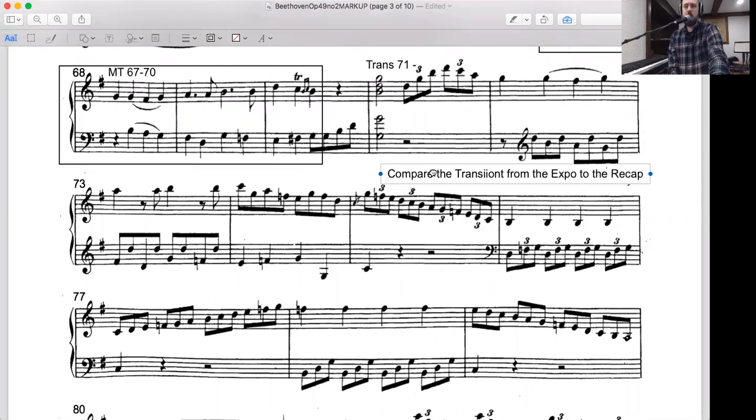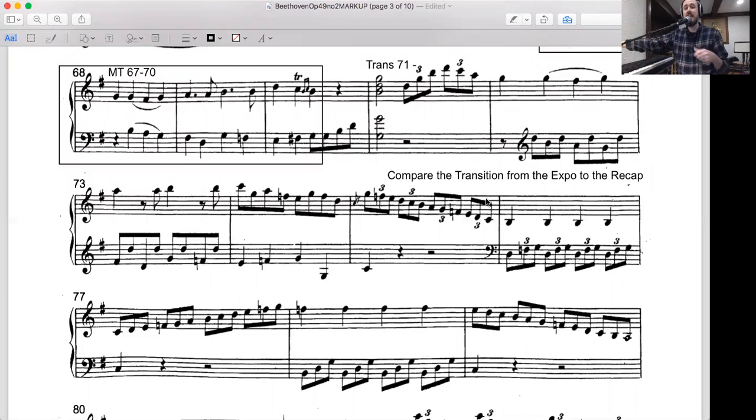So some version, I always love bringing it out of the music to see where my spelling has majorly let me down. Compare the transition from the expo to the recap. And I may ask this in a bunch of different ways. I probably would like to ask it in two ways.